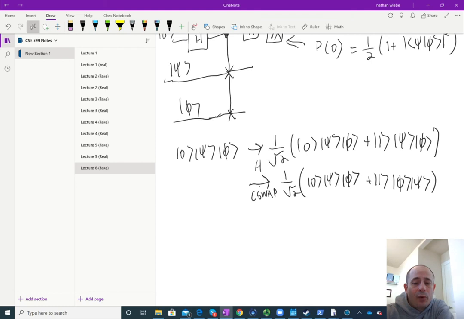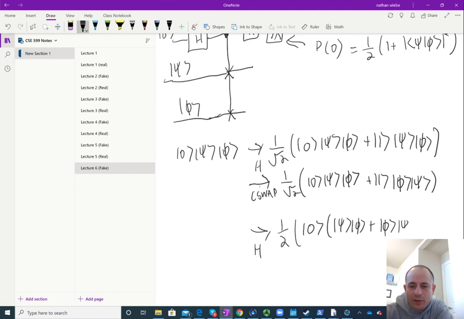Great. Now, just like before, all we need to do is Hadamard transform again. And this Hadamard transform will end up giving us 0 psi phi plus the swapped bit from here, which is phi psi. And then we'll end up getting 1 psi phi minus phi psi.